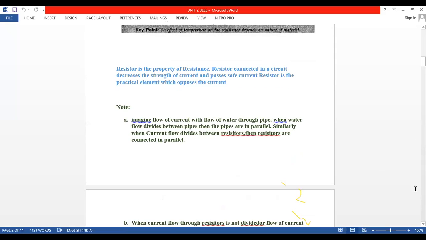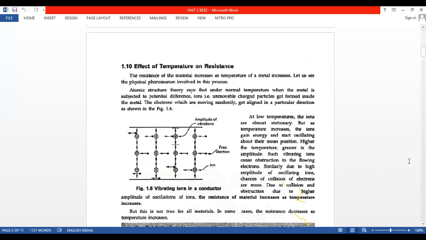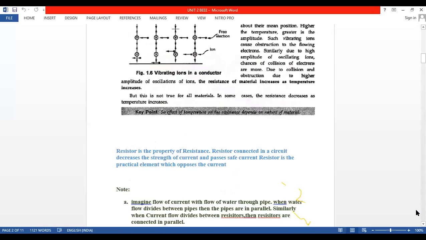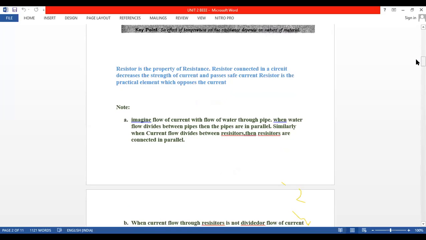Any doubts in this topic? If this topic is not understood, I'll explain. This is theory one, but very important. As the temperature increases, what will happen to resistance? Resistance increases. Temperature here means battery. We are applying the battery or voltage to the circuit.